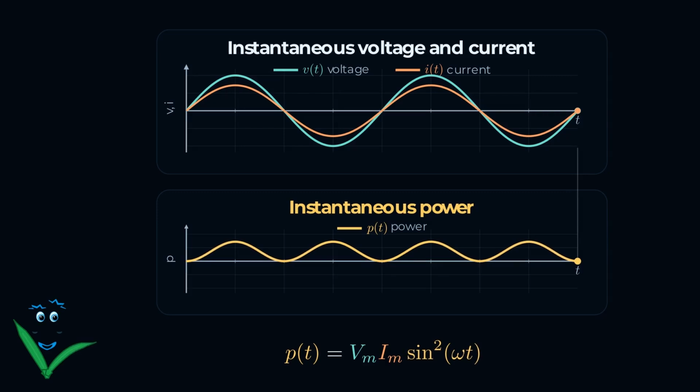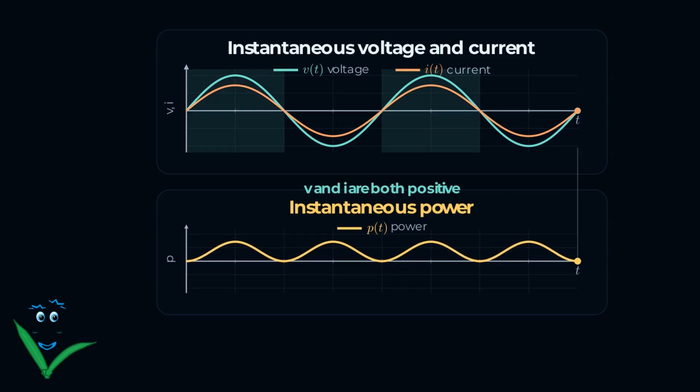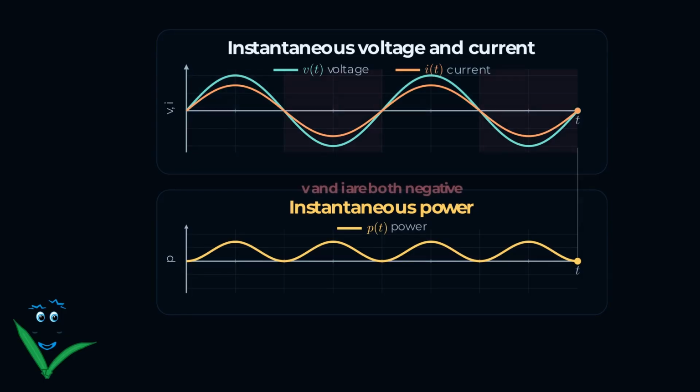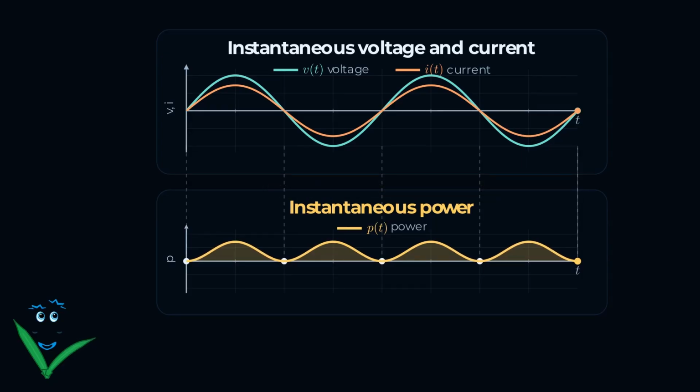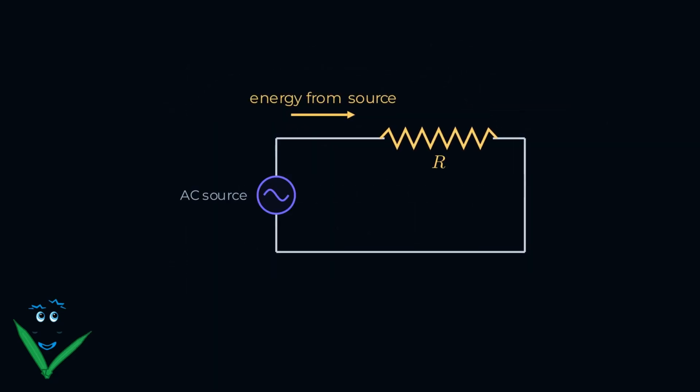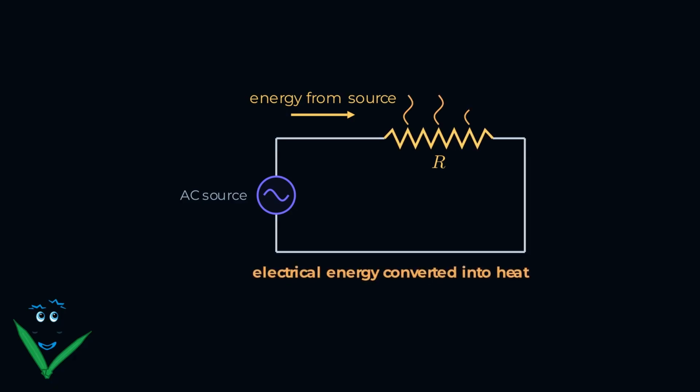During the positive half cycle, both voltage and current are positive. During the negative half cycle, both are negative. Their product is therefore positive during both halves of the cycle. The power falls to zero whenever the voltage and current cross zero, but it never becomes negative. The power waveform completes 2 cycles for every 1 cycle of voltage and current because squaring the sine wave moves its negative half above the horizontal axis. Positive power means that energy is flowing from the source into the resistor, where it is converted into heat.